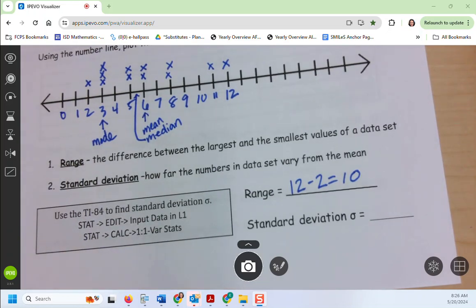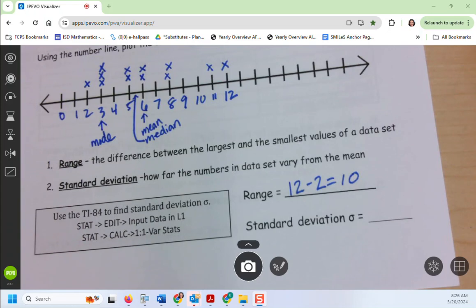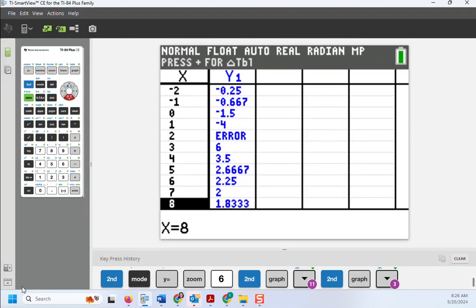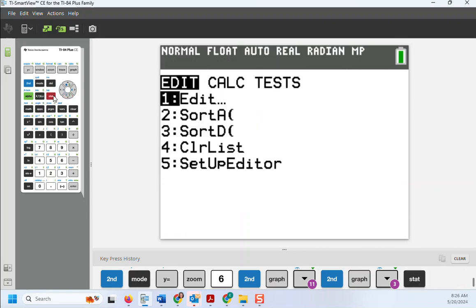So if you don't have a calculator yet, grab one. And you're going to go to Stat, and then you're going to go over to Edit, and you're going to put your data in the list. And I will show you how to do that. Okay, so I'm going to press the Stat button. The Stat button is 2 over from the green, and I'm here. Who needs help finding the Stat button?